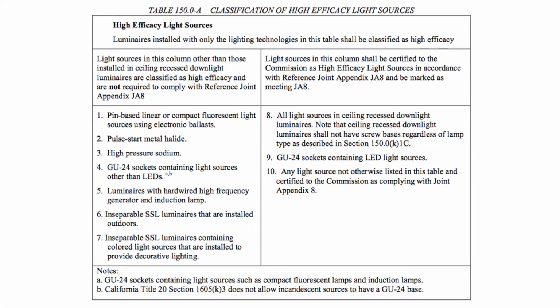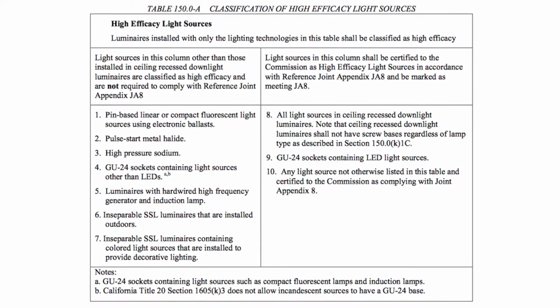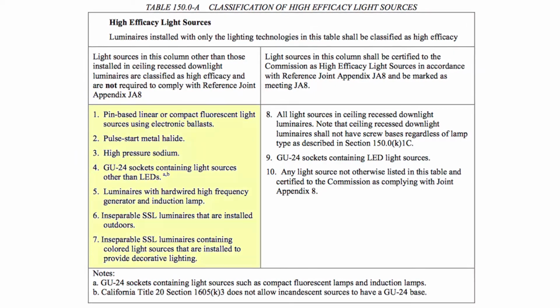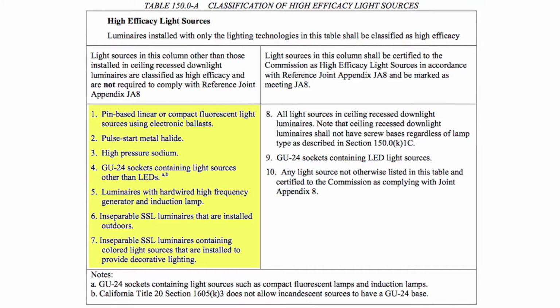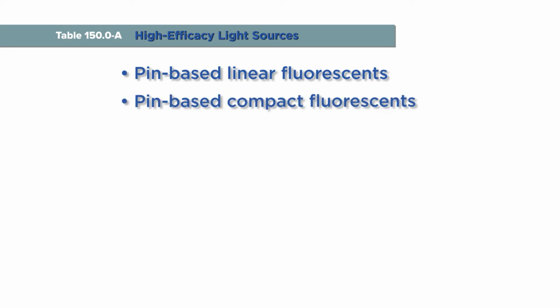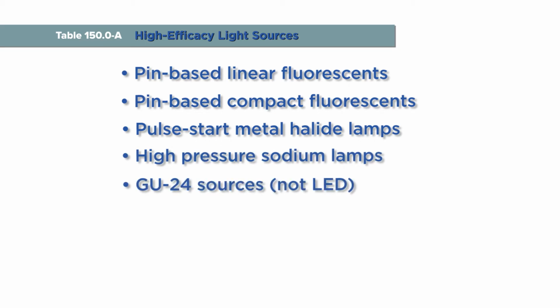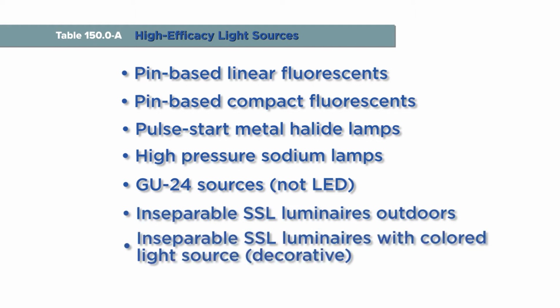Note, the only type of product that cannot be classified as high efficacy and therefore cannot be used in California homes moving forward is a screw-base ceiling recessed downlight. On the left, there are light sources which are automatically classified as high efficacy. These include pin-based linear fluorescent, pin-based compact fluorescent, pulse start metal halide lamps, high-pressure sodium lamps, GU24 sources other than LEDs, inseparable SSL luminaires installed outdoors, and inseparable SSL luminaires with colored light sources for decorative lighting purposes.